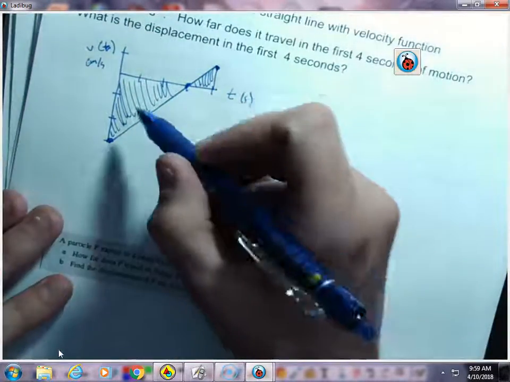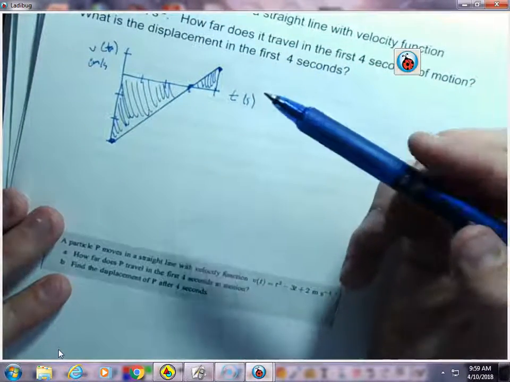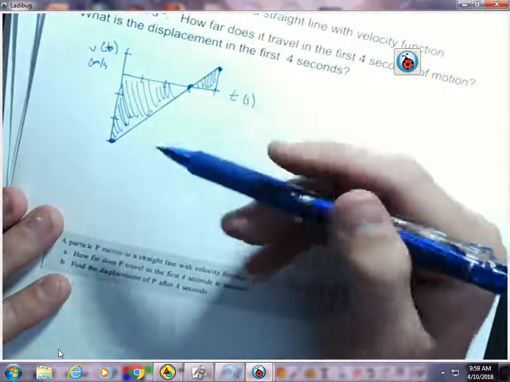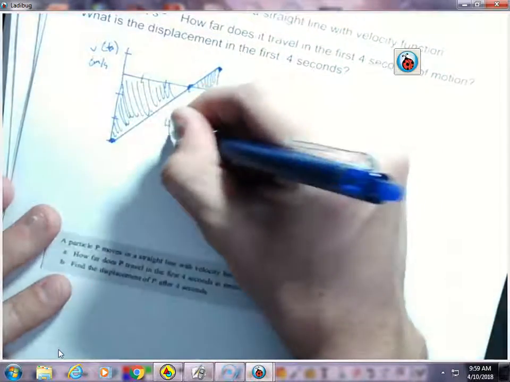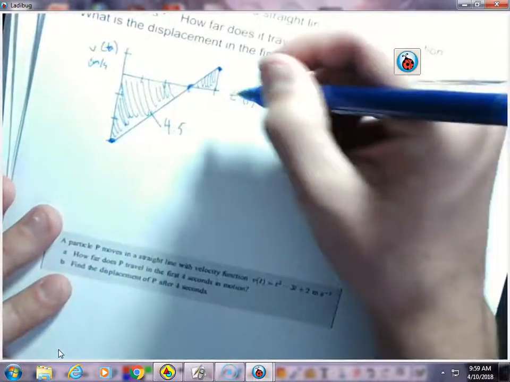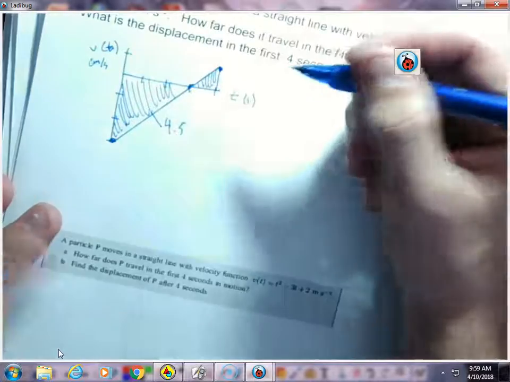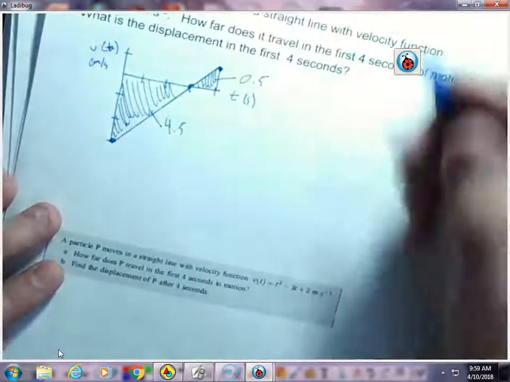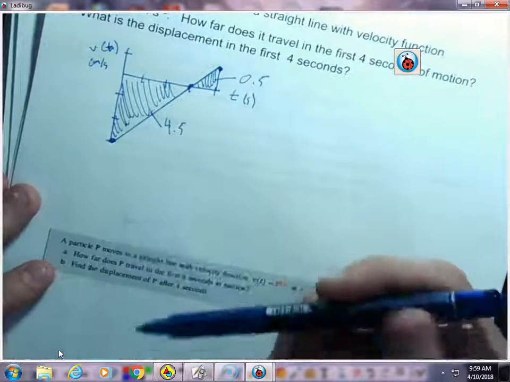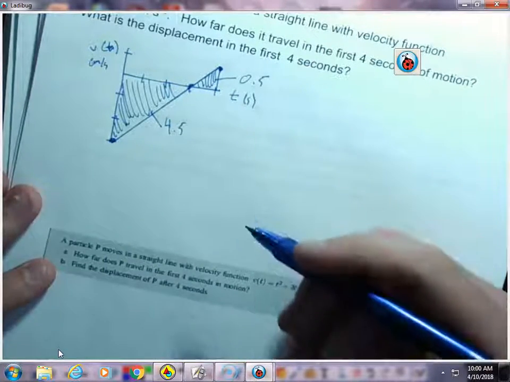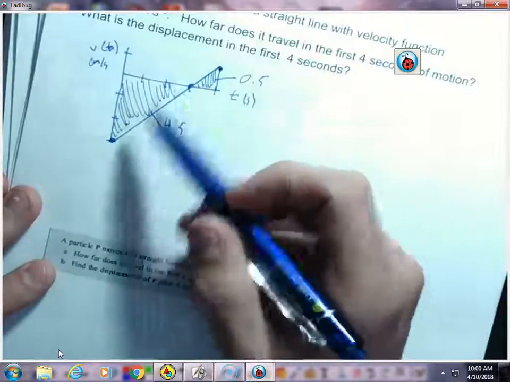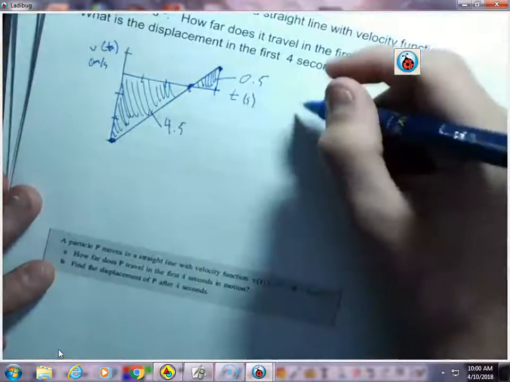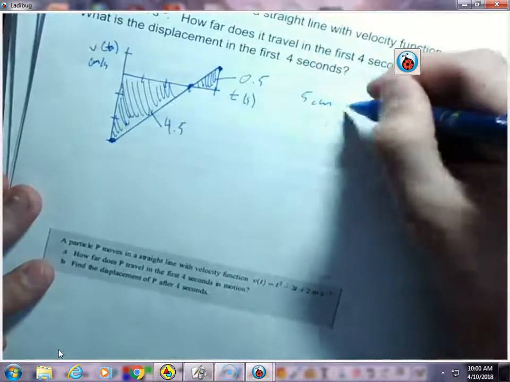And so, if we know our basic triangle formula, which is 1/2 base times height, this is 3 times 3, so that's 9 times a half is 4.5 for that one, and this one is 1 times 1 times a half, so that's 0.5 for this one. So if we want to do the total distance traveled, we can just add them together, because this is going to be a -4.5 and then back 0.5. So that's just going to be a total of 5 centimeters.